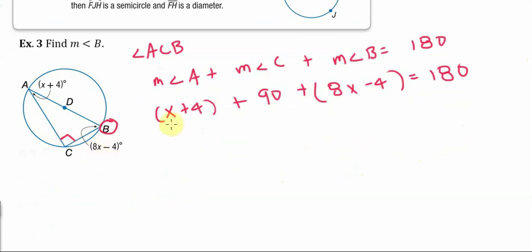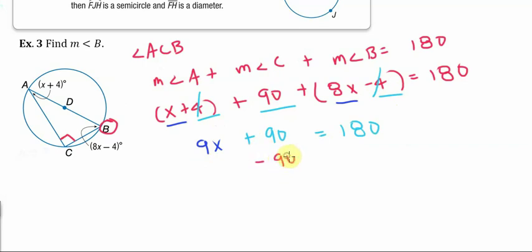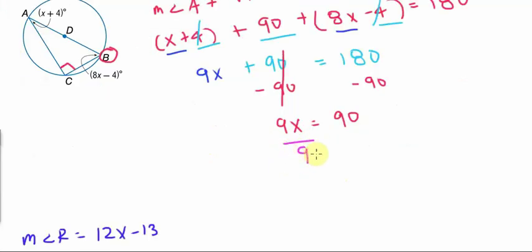Looking at some terms I can combine here, I have x and 8x to get me 9x. I can combine 4 and negative 4, but I just get 0 here, so I get a cancellation. And so I'm just left over with 9x plus 90 equals 180. Now to solve for x, I want to subtract over my constants, so I can subtract 90 on both sides. So I'm left with 9x on the left, and 180 minus 90 is 90 on the right. Then to finish off, I can divide both sides by 9 to fully solve for x. So 9 over 9 is 1, I get x on the left, and 90 divided by 9 is 10 on the right.